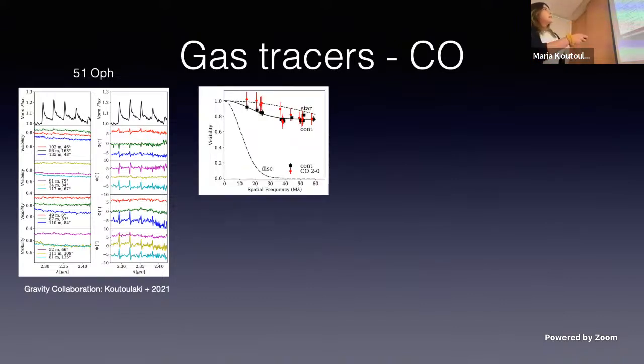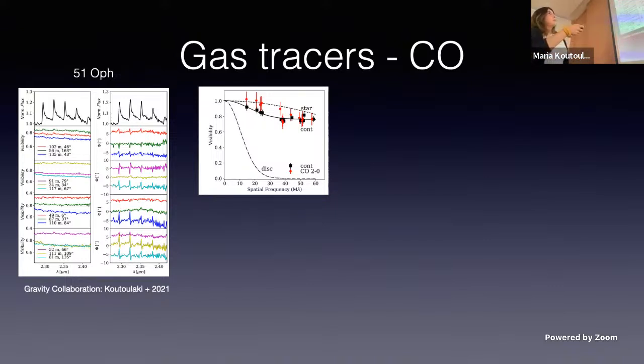So we see visibility versus spatial frequency. This is just to have an idea, it's just the baseline over the wavelength. As we go to further spatial frequency, basically we go to smaller scales. And here is just a 2D Gaussian fitting over your visibility points. This is the way you can actually derive a size of the emitting region. Here we can see your continuum, and the red points here are the CO. And what we saw from there is that the CO is quite compact. It comes from a region that's closer to the star.